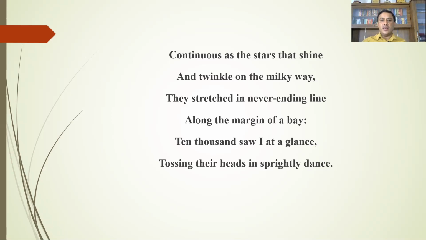So, continuous as the stars that shine and twinkle on the Milky Way. Here, in order to describe the beauty of the daffodils, the poet compares them with the stars of the Milky Way. And they are continuous, they are stretched, they are spread in a never-ending line. This is immortality that he gives to the daffodils, which is in a way symbolic of nature. Daffodil flowers symbolize nature for him. They stretch in a never-ending line along the margins of the bay.